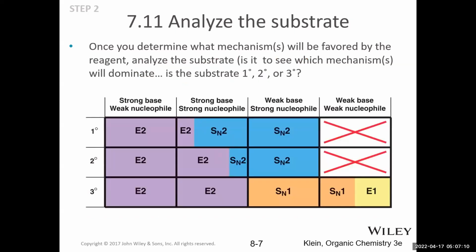Okay, so after you've analyzed the function of the reagent and you found it to be in one of those categories, Klein lists them this way, but again, in the activity, they're listed as base only, which by definition is a strong base. So you could call that strong base only. Strong base and strong nucleophile.